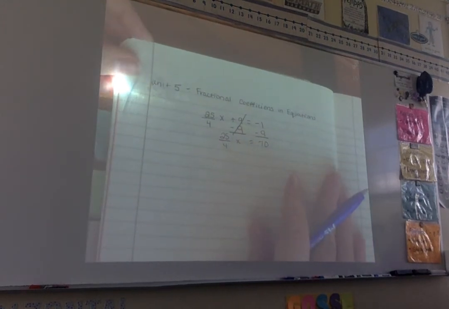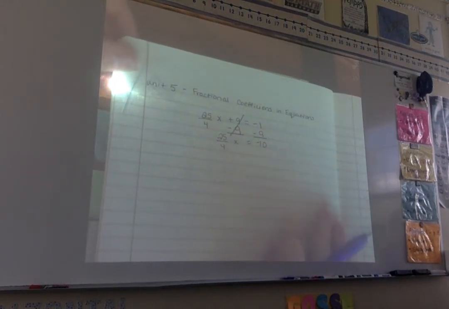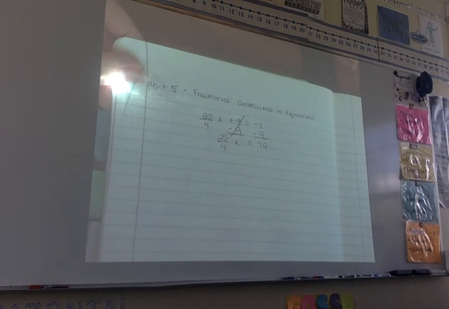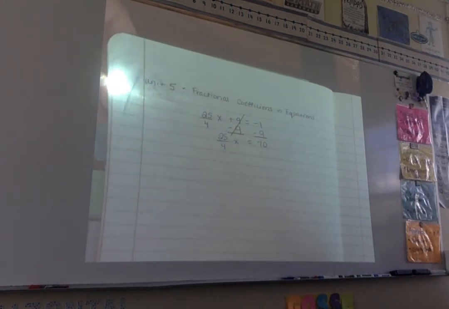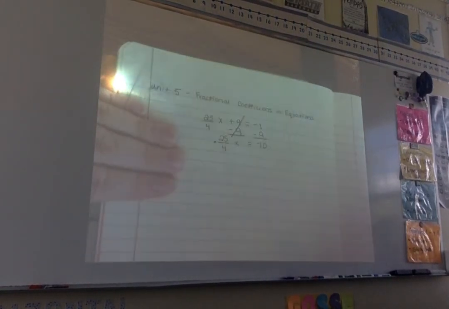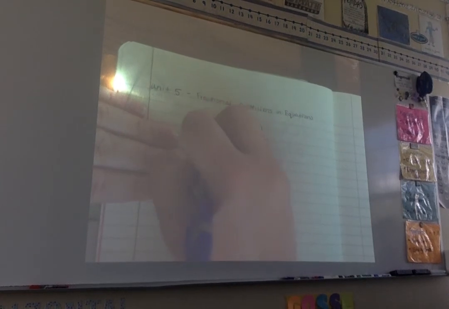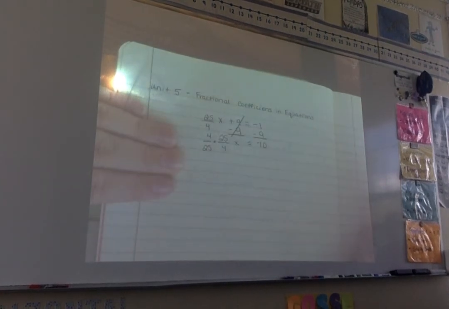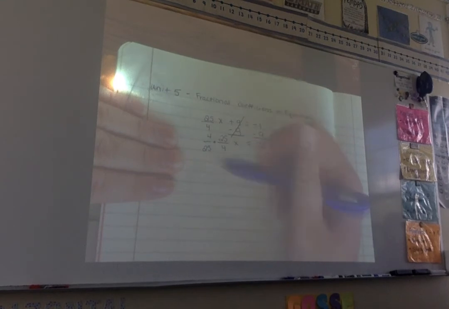Okay. So what is the reciprocal of 25/4? Masha? 4 over 25. 4 over 25. So I'm going to multiply by 4 over 25. And what I do to one side, I have to do to the other.